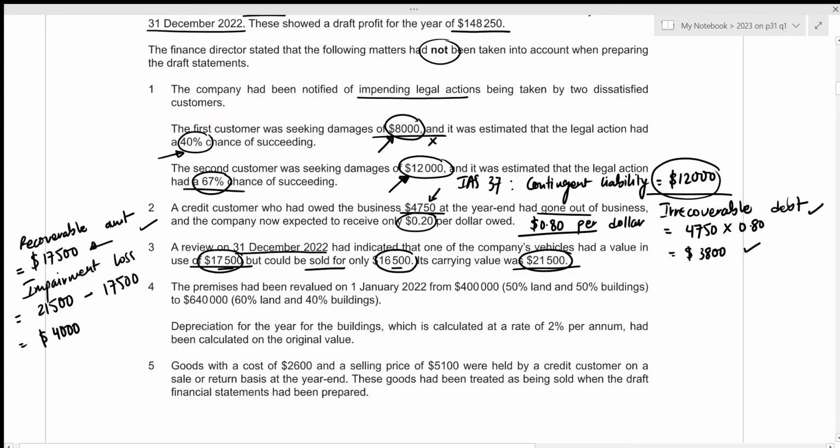Again, the rectification of this is that the impairment loss should be treated as our overhead, which means that we need to subtract this 4,000 in order to correct the third piece of information.